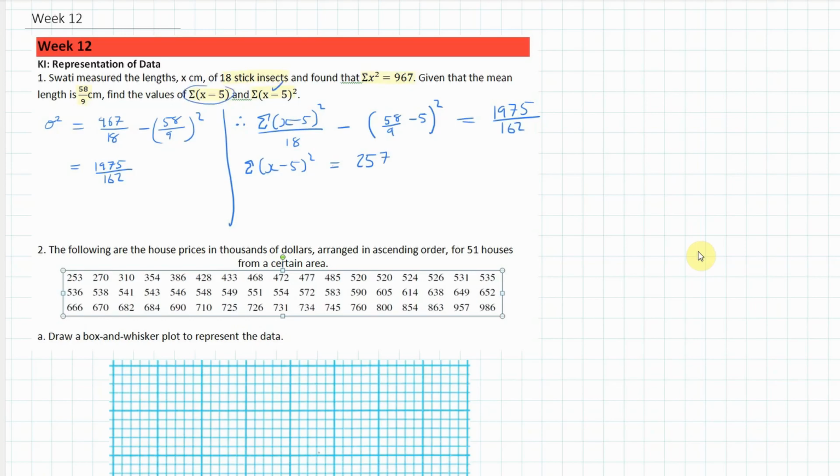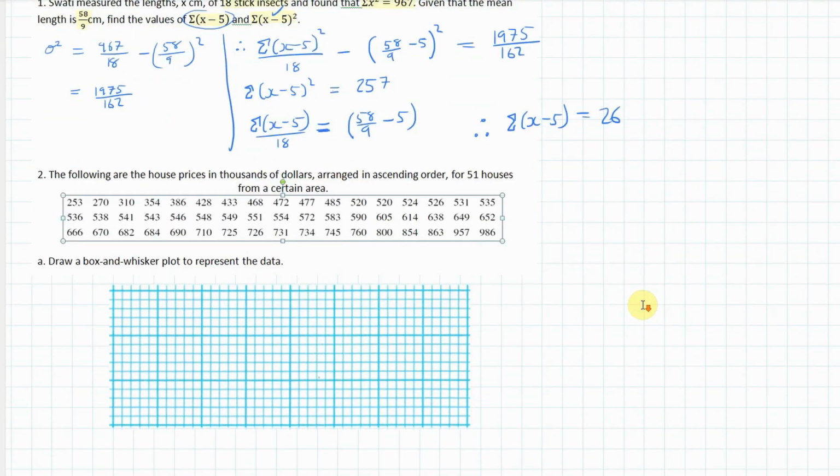Now what about this one here? Well, I know what the new mean is, and I get the mean by doing the sum of x minus 5 divided by the number of items of data, and that gives me this new mean of the original mean, take away 5. And therefore, if I just rearrange that, I get the sum of x minus 5 being equal to 26. And that is indeed the answer.